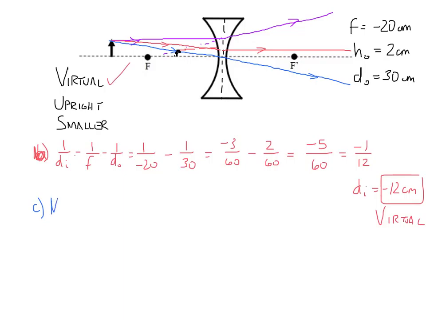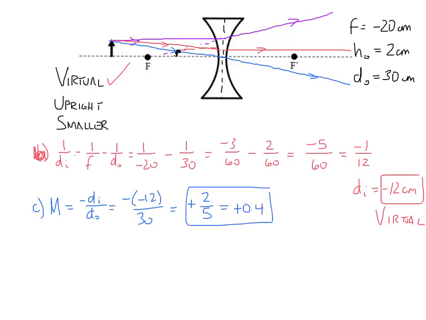For part C, the magnification, you should know the hang of this by now. Negative di over do, we have negative 12 over 30. That simplifies down to both the top and bottom are divisible by 6, so it simplifies down to a positive 2/5 or a positive 0.4. Either one of those answers is acceptable. The positive means it's upright, and the number is less than 1, which means it is smaller. So both of those parts check out.